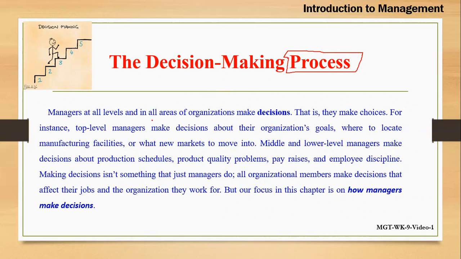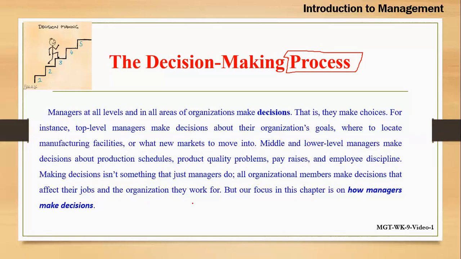So managers at all levels in all areas of the organization make decisions. That is, they make choices. For instance, top-level managers make decisions about organizational goals. Middle-level managers have to make decisions about production, quality, where to pay raises, employee discipline and all that. And making decisions is not something that just managers do. It's all organizational members who make decisions that affect their jobs and the organization they work for.